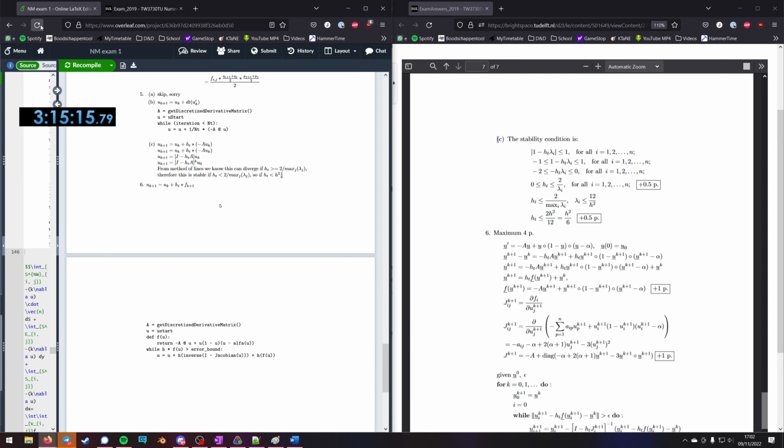I mean, so do I give this in my... Yeah, F is minus AU plus U. 1 minus U. Yeah, okay. So I do that here. I don't give it mathematically, but I do give this F function.